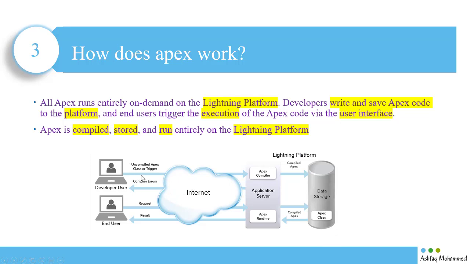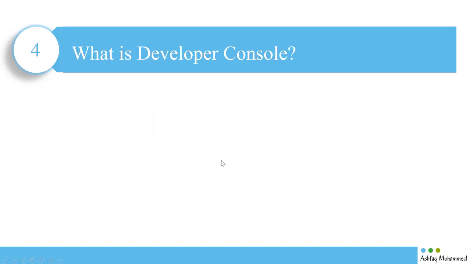So the developer writes the code, and it compiles with the Apex compiler. We have Apex compilers in the Lightning platform itself, right? If the compilation is successful, then the compiled code will be stored, right? And if it is not, it will throw compiler errors. And then, when the users start using it, the request goes into the cloud and checks the application server, and then gets the data from the data storage, right? And comes back again to the Apex runtime and then shows the result to the end user. This is how it works.